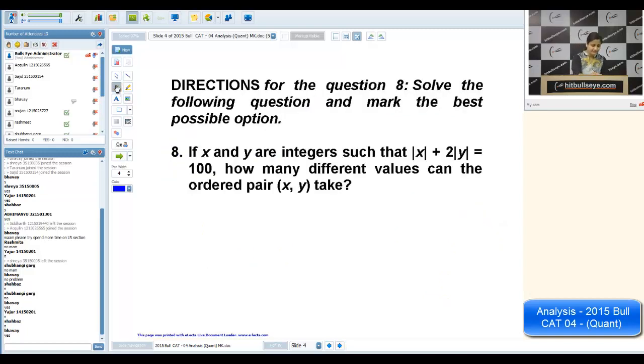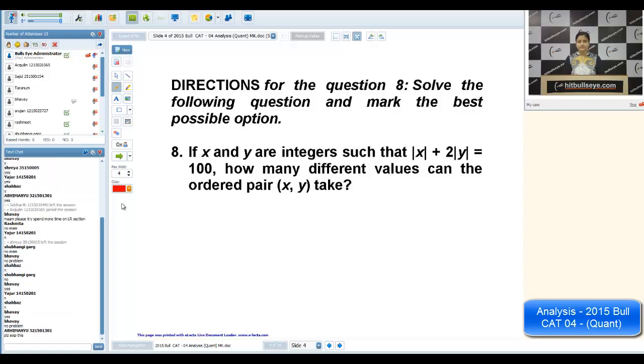Now, question number 8, very, very easy question. In previous mocks, we had many questions of this type. Any problem in question number 8? If you have a problem in any question, please write explain followed by the question number. Yes, Abhimanyu. It says if x and y are integers, it means we can consider 0, negative integers, and positive integers as well, such that modulus of x plus 2 modulus of y is equal to 100. How many different values can the ordered pair x, y take?